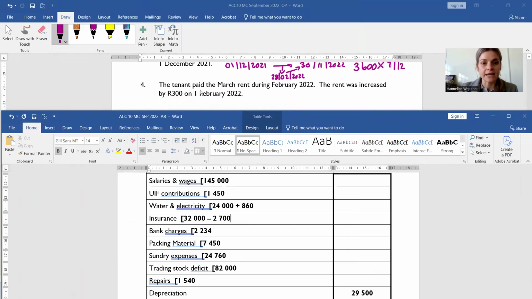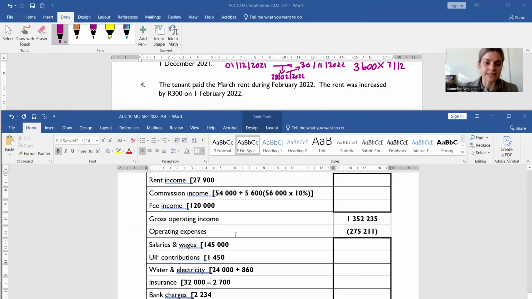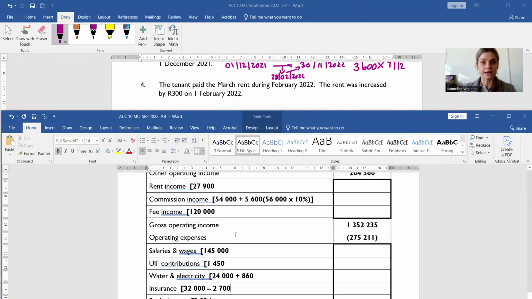Okay, the tenant paid the March rent during Feb. The rent was increased by 300 Rand on the 1st of Feb. So what that means is, remember, every time that you receive money, you record the money in your CRJ. They are saying that when you did all of these recordings, you also recorded rent that you received for a month that falls after your current financial year, because your financial year ended on the 28th of Feb 2022. But you already then received the rent for March 2022.